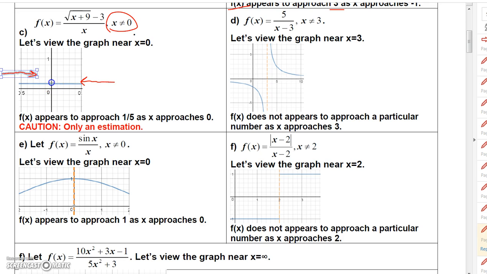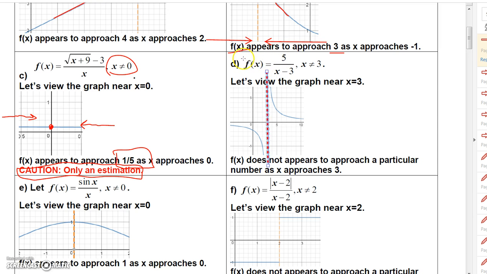So I would say that as x approaches 0, f of x appears to approach this small number here. Based on these grids, I'm going to estimate that as 1/5. We'll find out later that that's actually not the true value, so this is only an estimation. I'm going to say it's approximately 1/5.